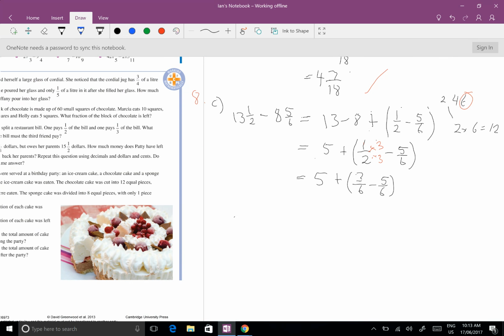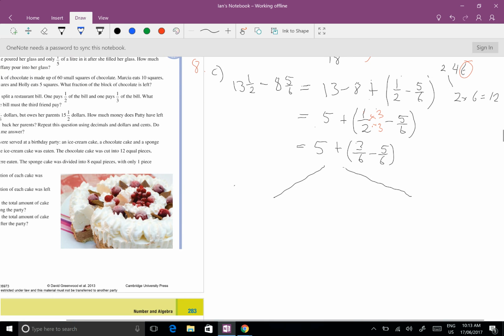Now here I have a problem, and I can go one of two ways. I'm going to do one way over here for the people who don't like negative numbers, and one way over here for the people who do. So I've got 5 plus 3 on 6 minus this 5 on 6. I've got to take 5/6 away.